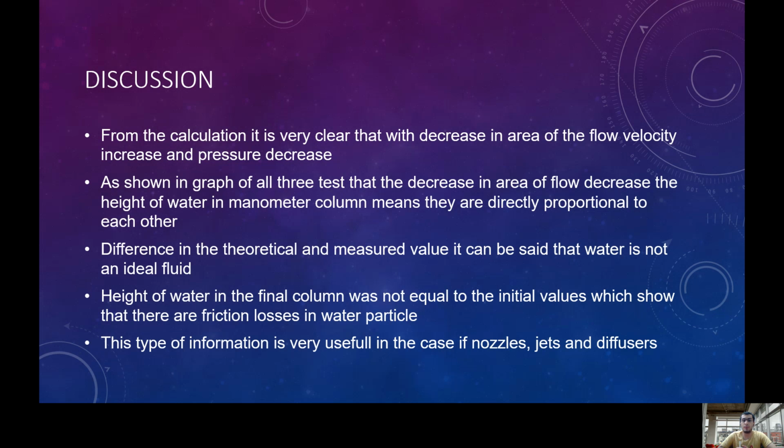From the difference in the theoretical and measured values, it can be said that water is not an ideal fluid, and the height of water in the final column wasn't equal to the initial values, which shows that there are friction losses in water particles. And this type of information is very useful in the case of nozzles, jets, and diffusers.